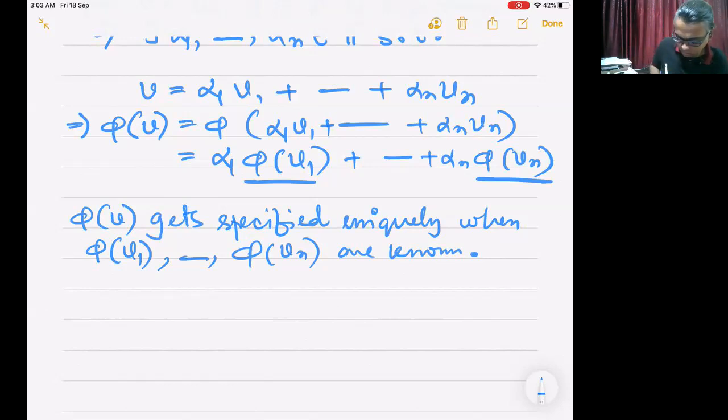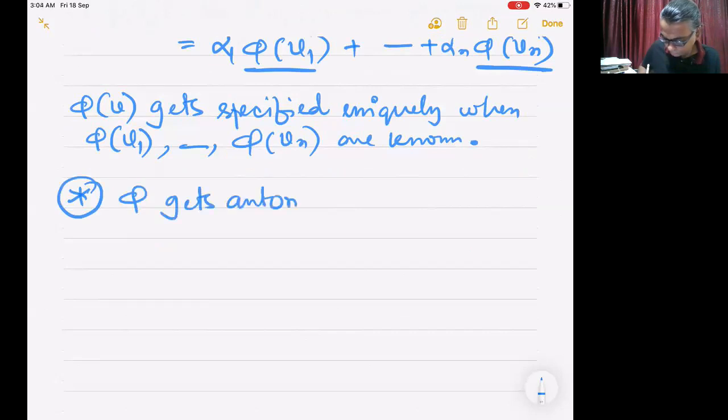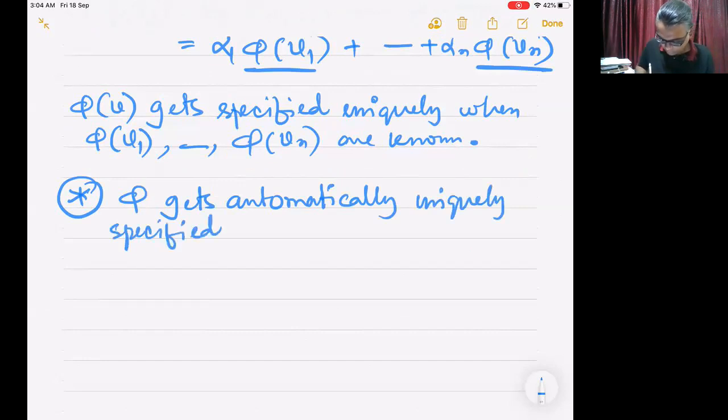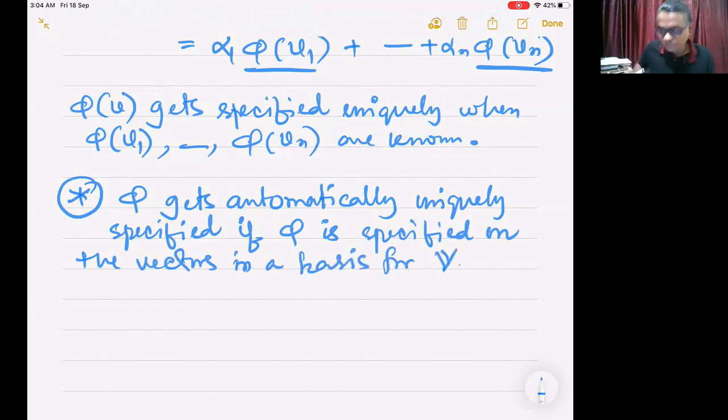So let me write this profound statement down. Phi gets automatically and also uniquely specified if phi is specified on the vectors in a basis for the domain V. This unique part requires some discussion.